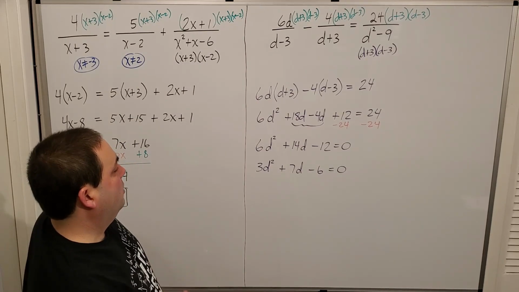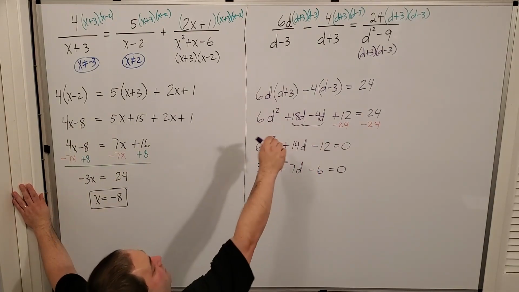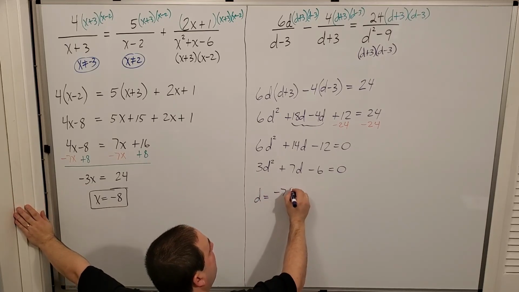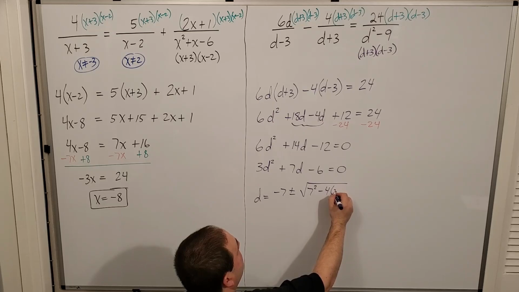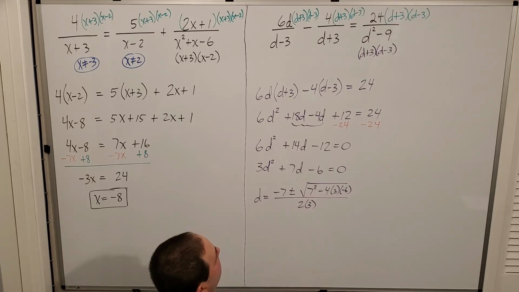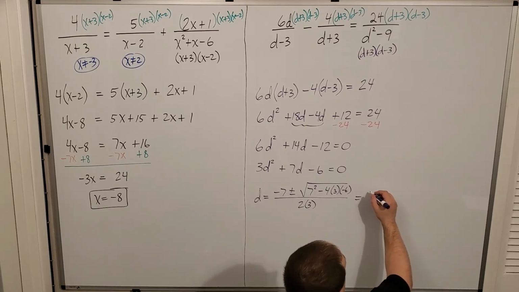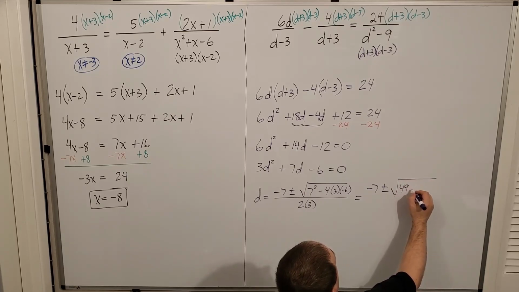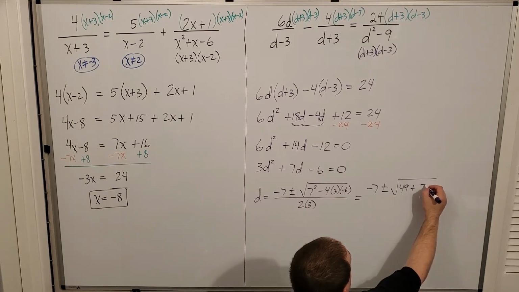Okay. So I choose this time to use the quadratic formula. We've been doing a lot of factoring. This one may very well be factorable, but I'm just going to use the formula. So d is equal to negative 7 plus or minus the square root of 7 squared minus 4 times 3 times negative 6, all over 2 times 3. Okay, so then that results in negative 7 plus or minus the square root of 49 plus, because of the double negative, we get a plus. 12 times 6 is 72.